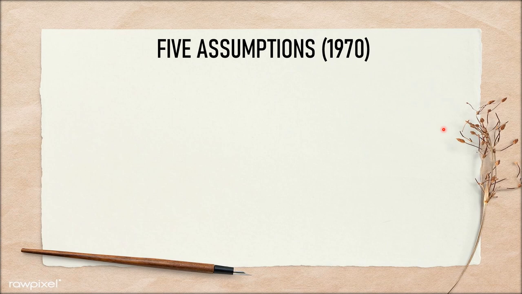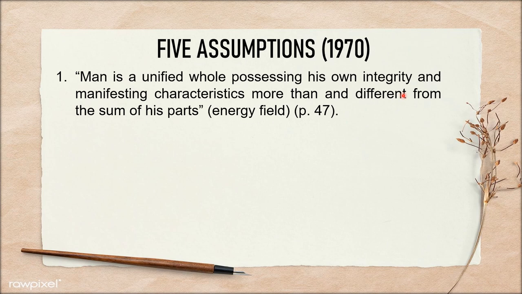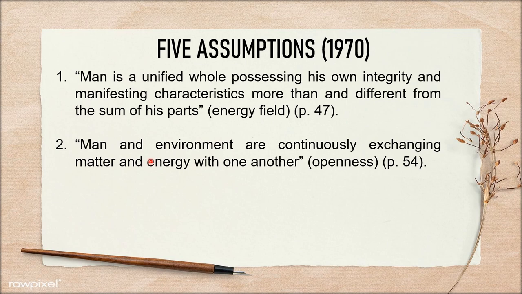The first one is man is a unified whole, possessing his own integrity and manifesting characteristics more than and different from the sum of his parts. This means that each of us, each individual, is unique and has own moral values, beliefs, and principles. Therefore, as a nurse, when you are planning your care for your patient, it should be holistic and individualized. The second one is man and environment are continuously exchanging matter and energy with one another. So this means that we continuously interact with our environment, and this environment could be our family, friends, or relatives.